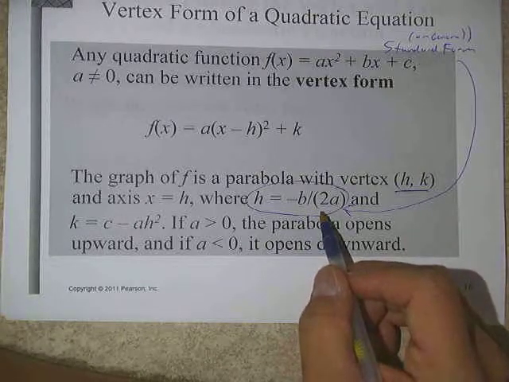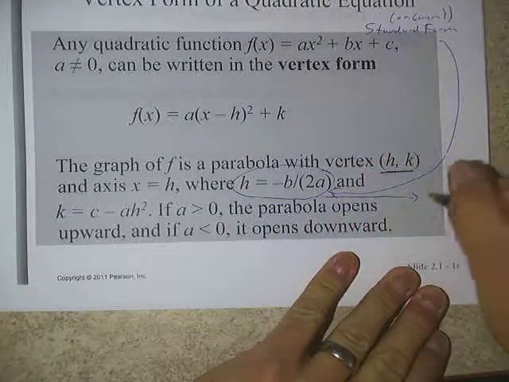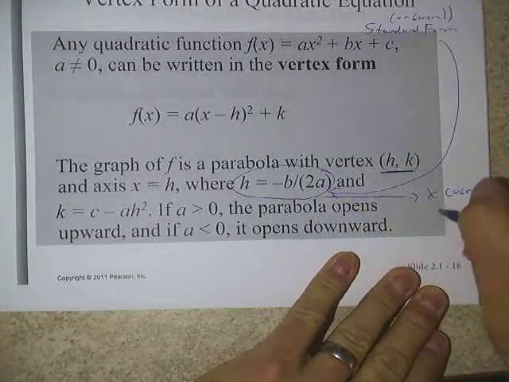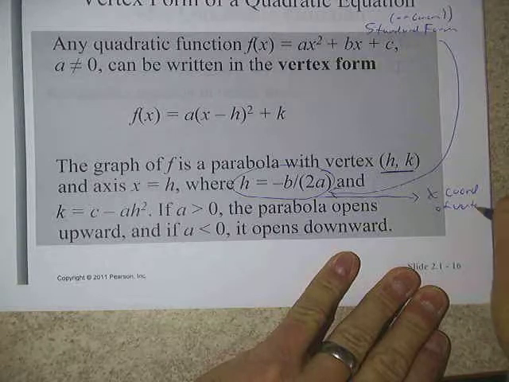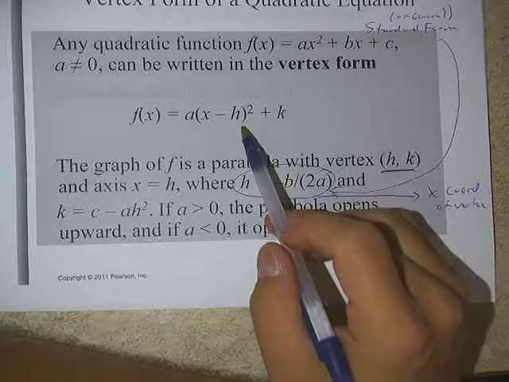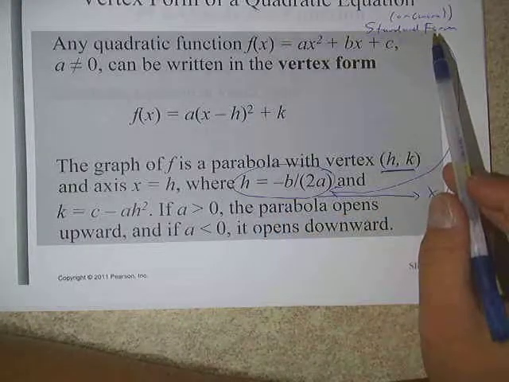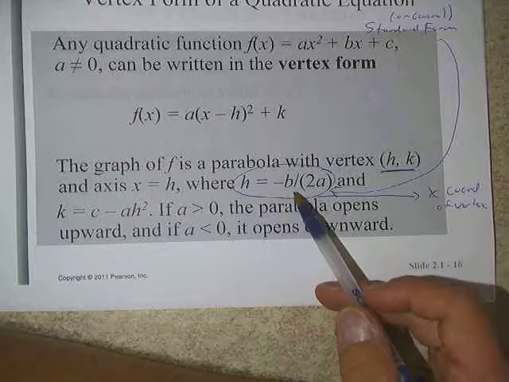And notice what we do. We do the opposite of b over 2a. And again, keeping in mind that a and b are just the coefficients on x squared and x. So if we do negative b over 2a, that's going to give us the x coordinate of the vertex. So I'm going to write that down here. This gives me the x coordinate of the vertex.